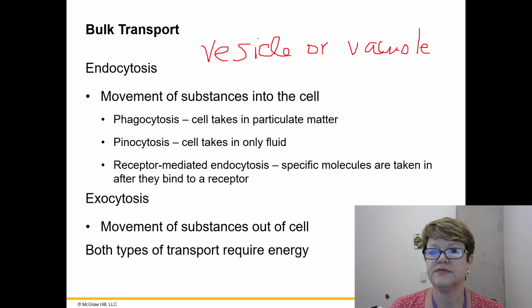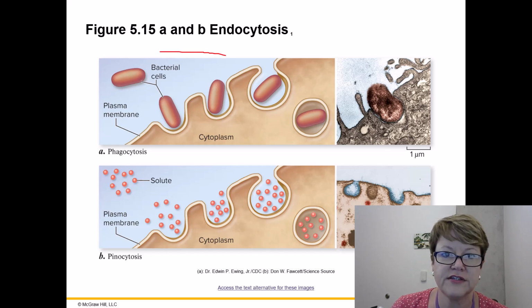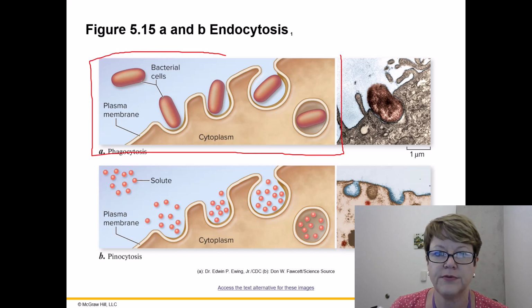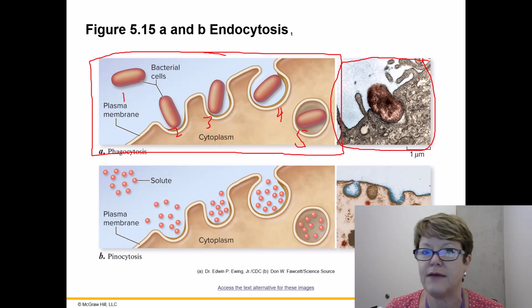Endocytosis means moving substances into the cell by a vesicle or a vacuole. And how this happens, I'll show you on the next slide. This is the artist showing endocytosis. So let's look at this one here, for example. On the left side is an artist drawing a sequence of events. Here's 1, 2, 3, 4, 5, kind of a time lapse. And on the right side is an actual microscopic image of this happening. It's sort of a freeze frame.